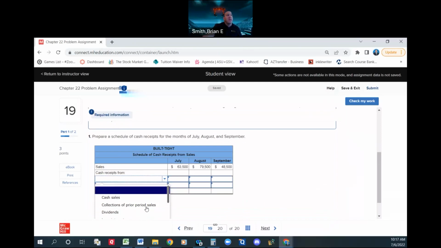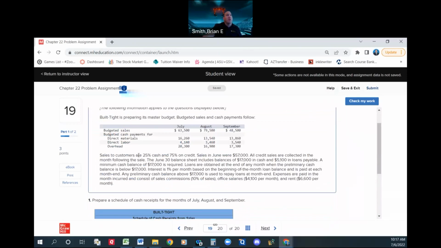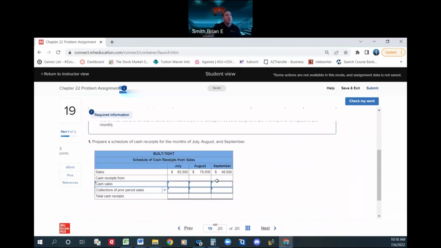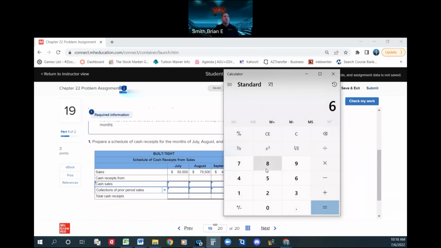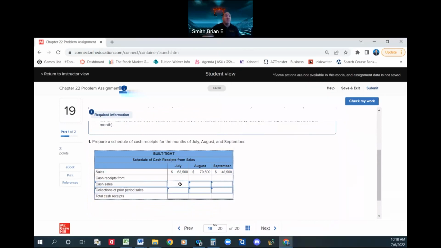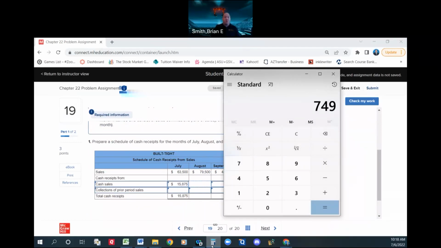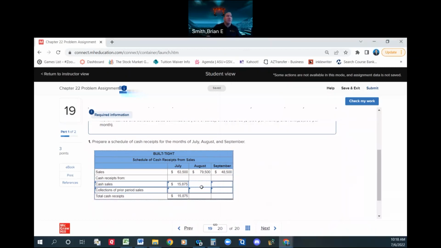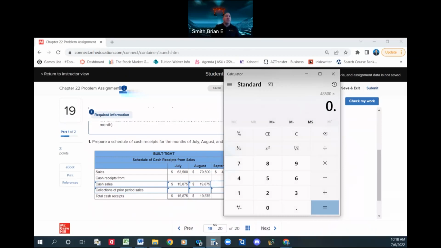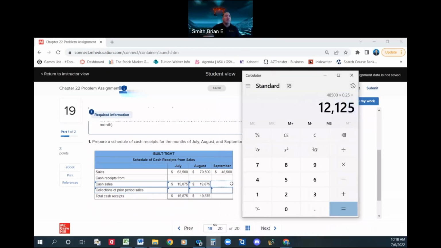So we're going to say cash sales, and then this one's going to be collections from prior period sales. It says 25% of it is cash sales. So our sales are listed there. July is going to be 25%, 15,875. Let's do 79,500, 19,875, and then 48,500, 12,125. Let's make sure I did that right. 48,500, yeah, 12,125.